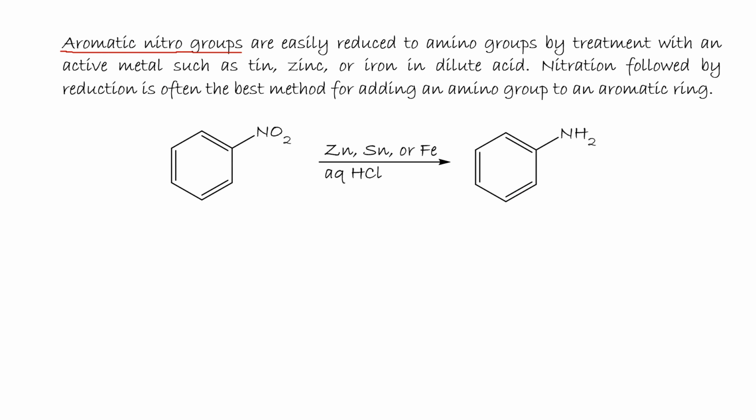Aromatic nitro groups are easily reduced to amino group using active metal like tin, zinc, iron in dilute acid. So actually nitration followed by reduction is often the best method for adding amino group to an aromatic ring. Nitrobenzene in presence of zinc, tin, or iron in aqueous HCl gives aniline.